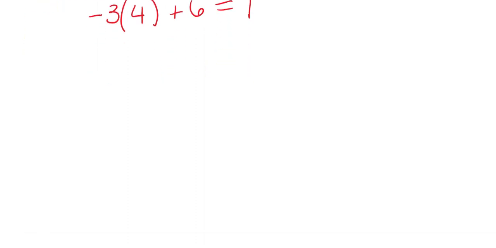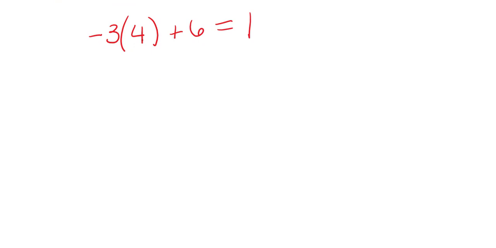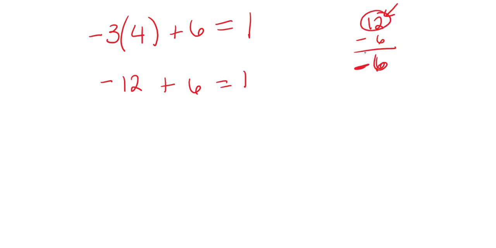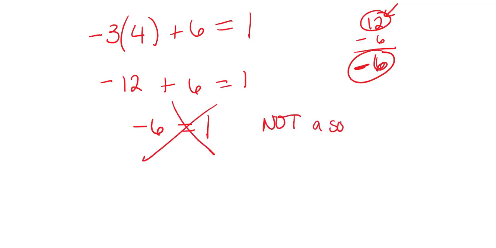So we're going to determine, negative 3 times 4 would be negative 12, plus 6 equals 1. Well, negative 12 plus 6, we could swap it and go 12 minus 6. 12 minus 6 is 6, but we keep the sign of the larger number, which is 12, so that would be negative 6. So on the left-hand side, we have negative 6 is equal to 1. Well, this is not a solution. So x is not equal to 4. That's what we would say.